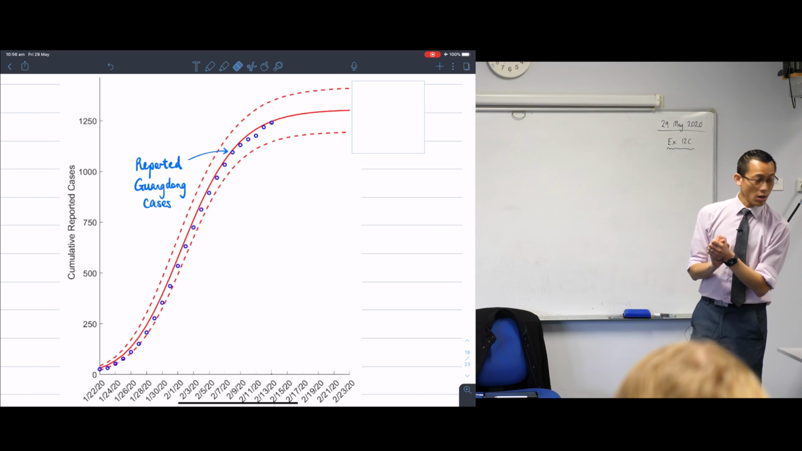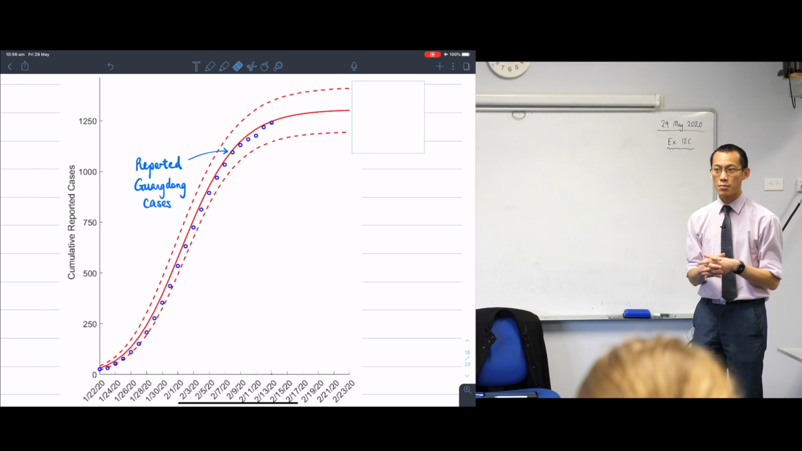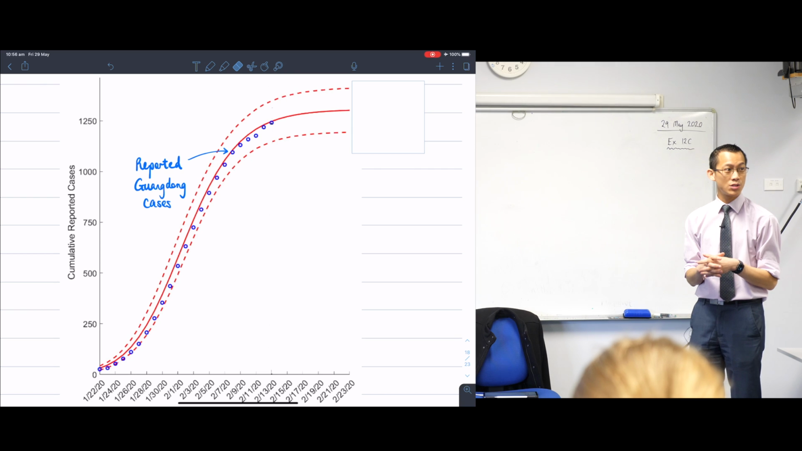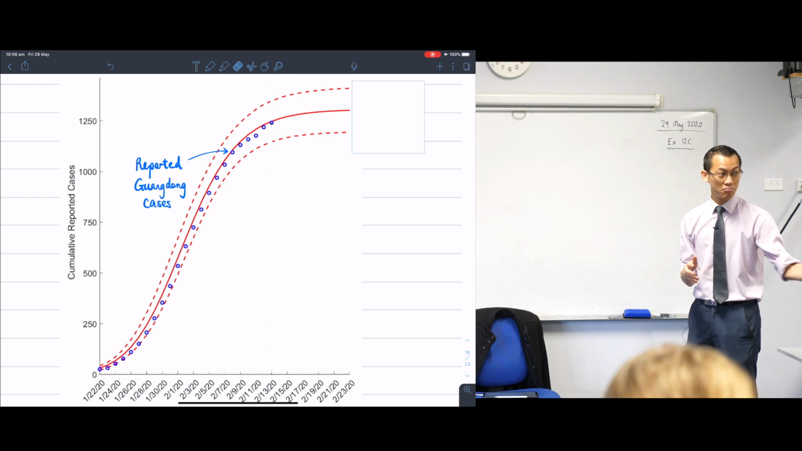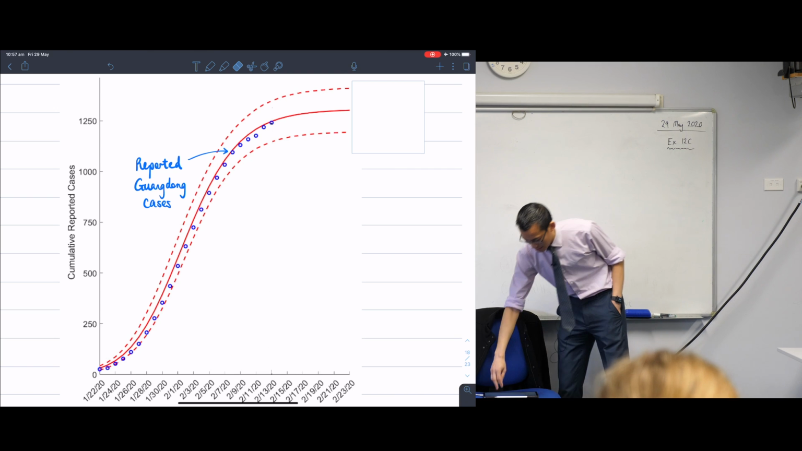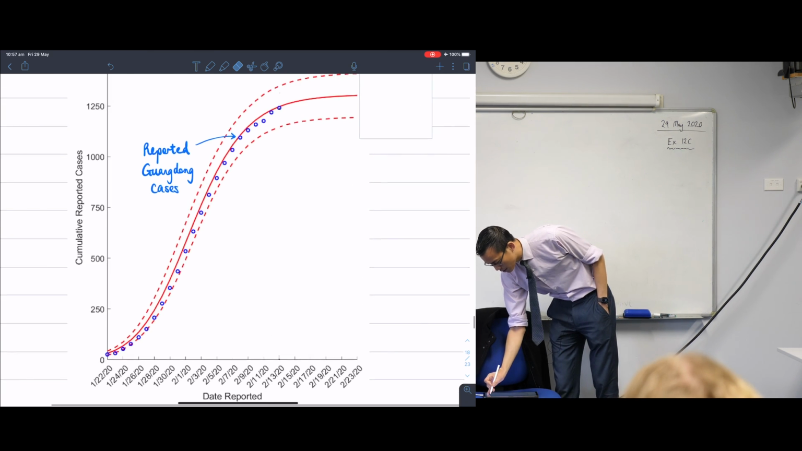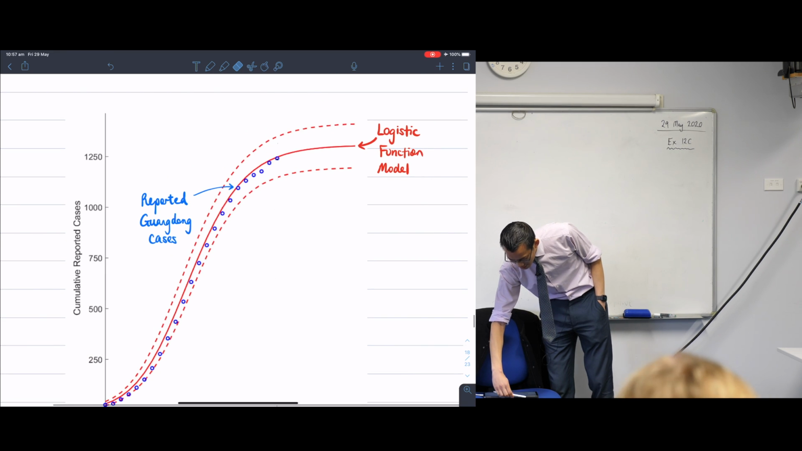Anyone want to suggest what those red lines are? They're not actual data, they're something else. Anyone want to take a stab? A projection. It's a model. And in particular, and I'd love you to write this down because we will come back to this later, it's a particular kind of model. It's called a logistic function.